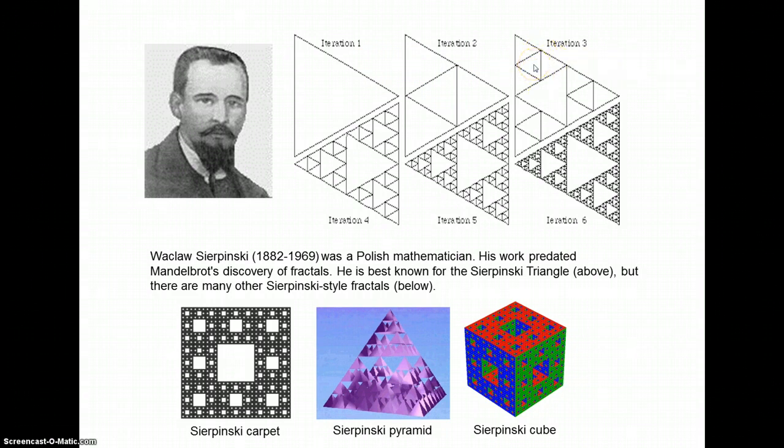Again, the centers are removed, colored, or ignored. We keep doing this with the outside triangles, noticing by the 6th iteration it's getting pretty lacy looking. This is a famous fractal. However, it's not the only Sierpinski type fractal.